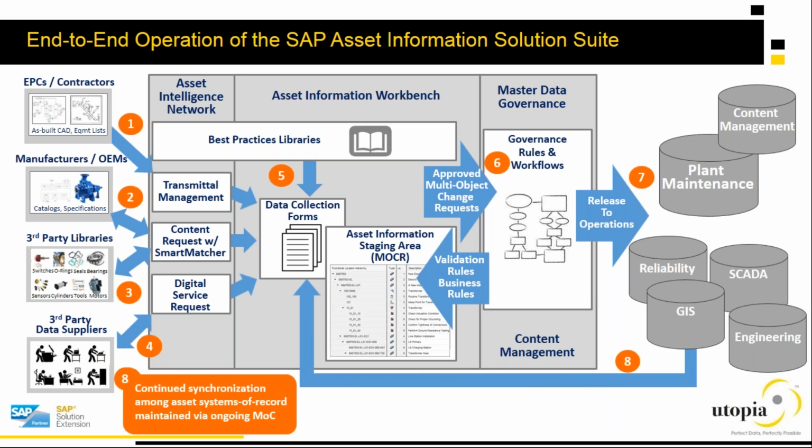And finally, once you have released that information about your newly commissioned plant, you can continuously synchronize the information from those disparate systems among assets, systems of records, your ongoing management of change processes. So this is not a one-time event. We know that assets, parts, change on a daily basis. This provides you the foundation to not only manage and maintain the process during your capital project, but in an ongoing operational capacity.